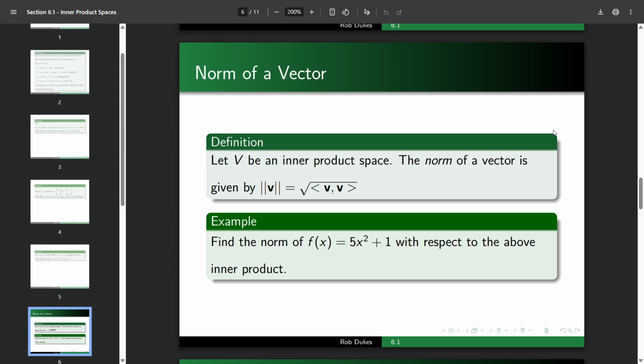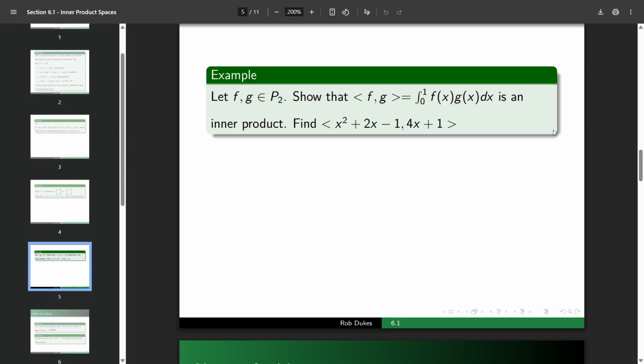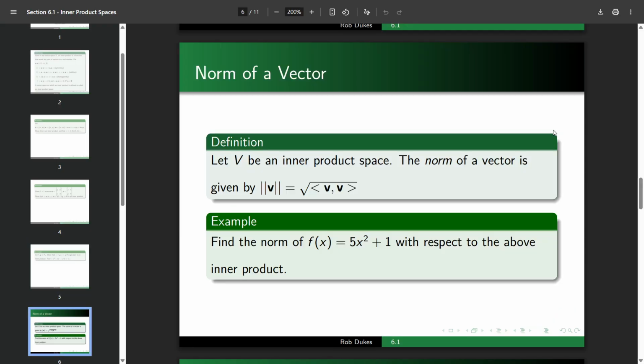So let's find the norm of f of x equals 5x squared plus 1 with respect to the same inner product above, the integral from 0 to 1. If we changed what the interval for the integration was, we would then create a new inner product. Okay.